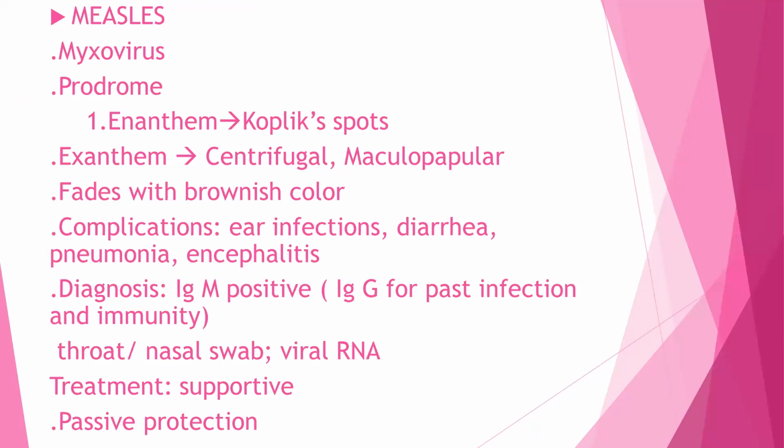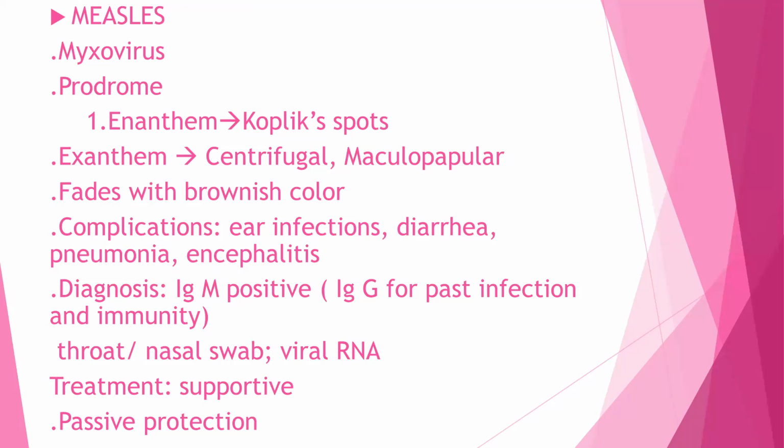Prodrome is very prominent. Enanthem occurs. What is enanthem? Any lesion which is present on the mucosa is enanthem. And the rash that is present on the skin, that we call a rash, is exanthem. Enanthem is Koplik spots opposite the premolar tooth. Exanthem is centrifugal, opposite to chickenpox.